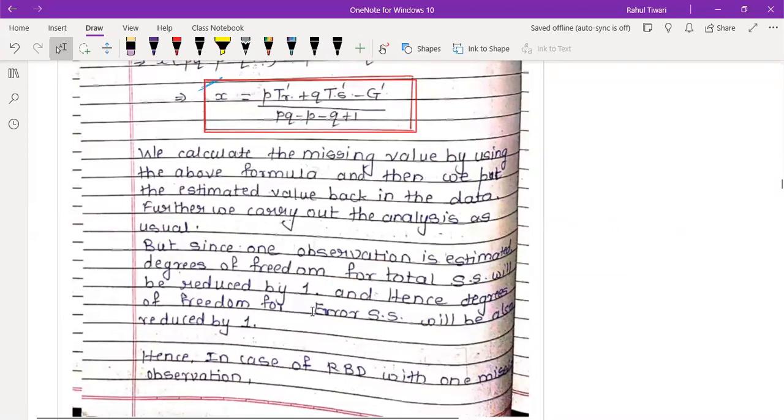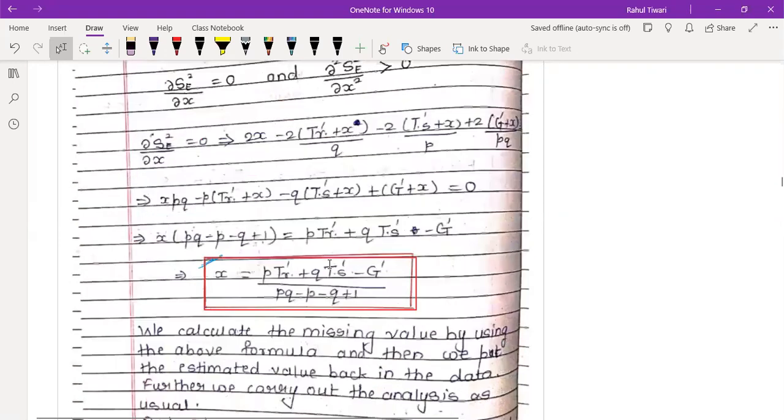So जो भी observation आप analysis like RBD or LSD करते हैं, Lattice square design or randomized block design, you have to do exactly the same procedure. Only thing is that you need to understand how the degree of freedom is reduced and what values you are going to add with respect to the data. Okay, and this is exactly the same procedure you have to do for LSD.